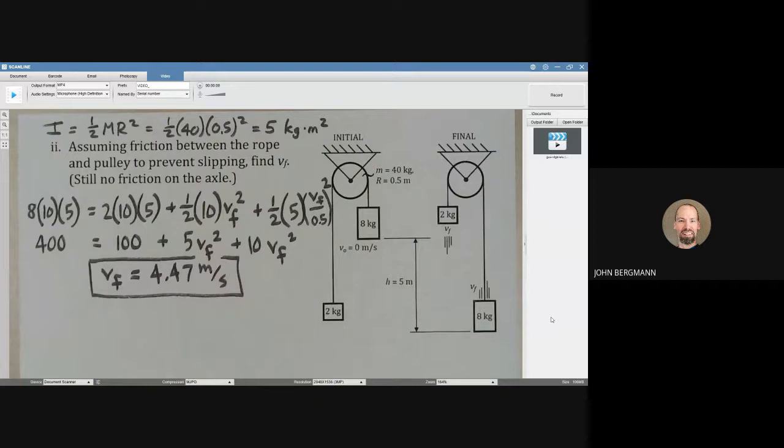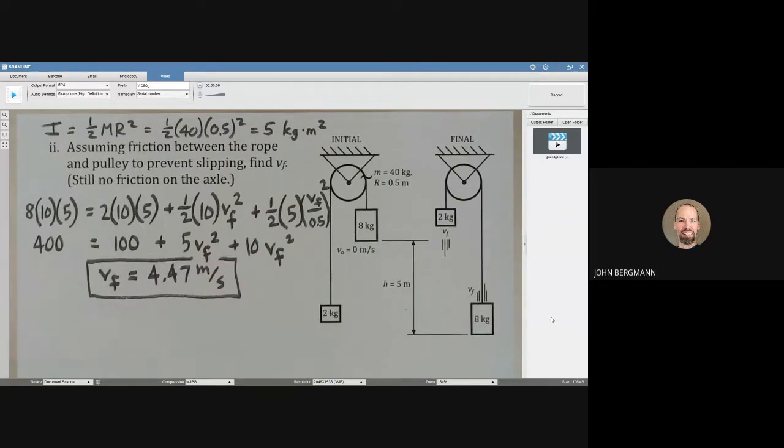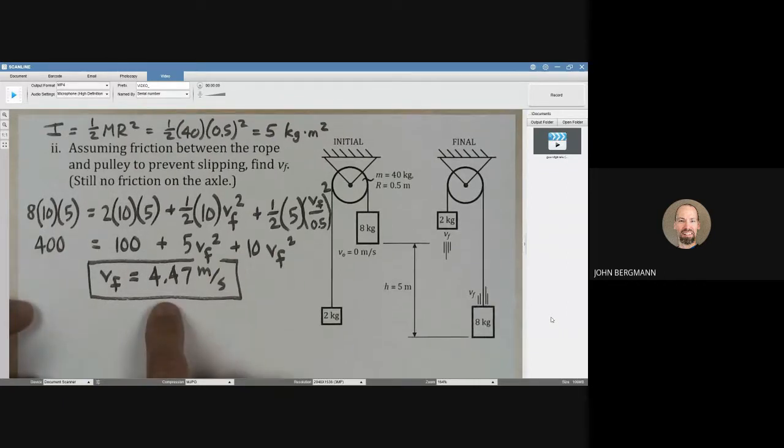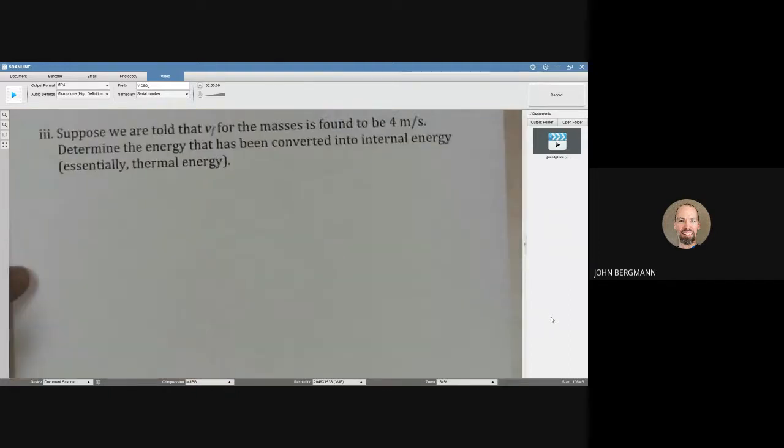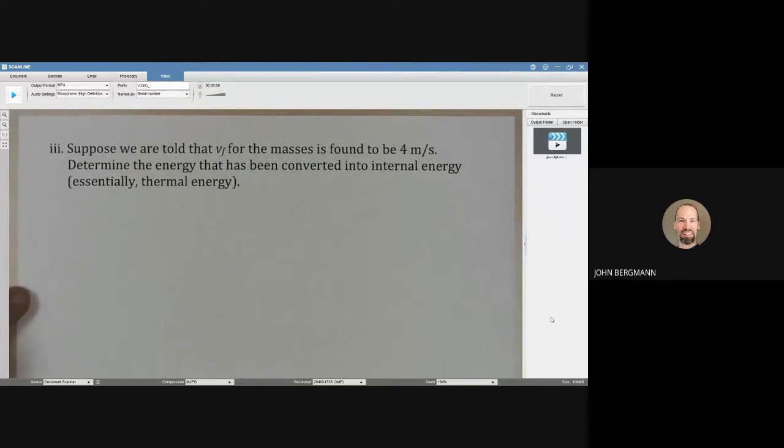There we go. If we rotate that pulley, you can see some of the energy has gone into the rotating of the pulley, so not as much is available for the masses translating. Let's finish up by saying, if we're told that vf for the masses is 4 meters per second, how much energy was converted into heat?